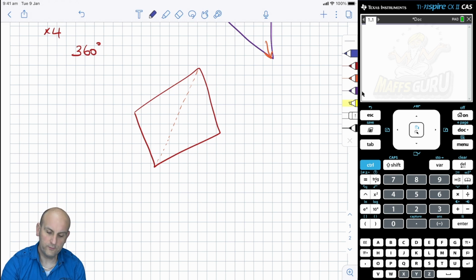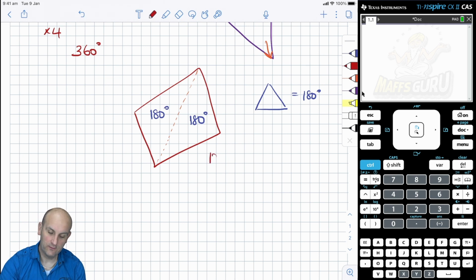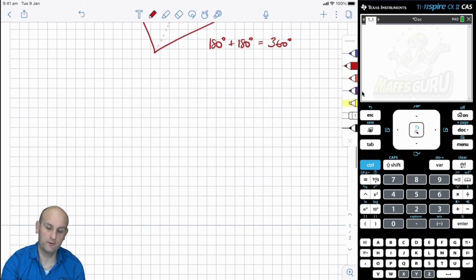What do we know about the angle sum of a triangle? Well, hopefully 180 degrees. So that triangle there has 180 degrees, that triangle there has 180 degrees, and ka-ching! What do we notice? That 180 plus 180 is 360 degrees. So again, angle sum of a quadrilateral, 360 degrees. Ka-ching! Doesn't matter which type of quadrilateral.